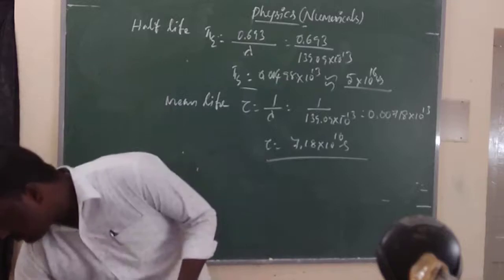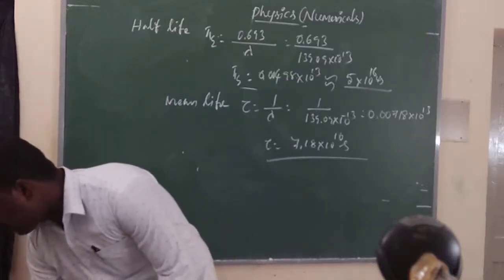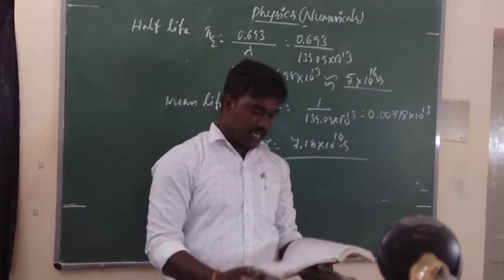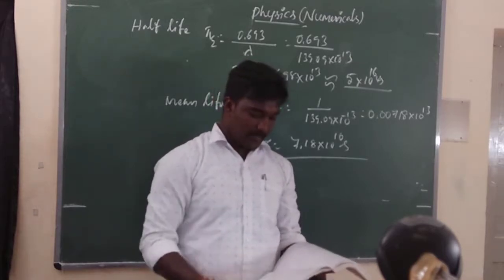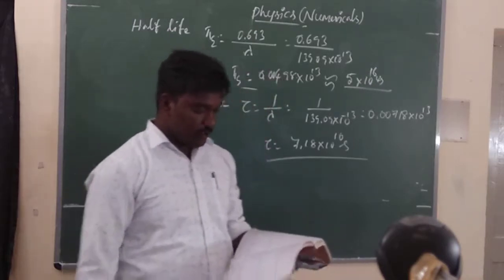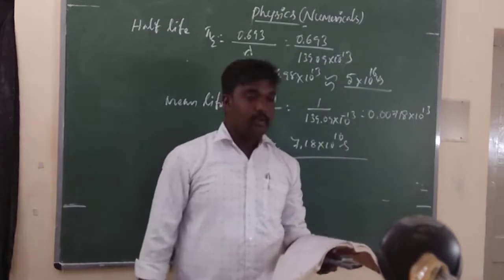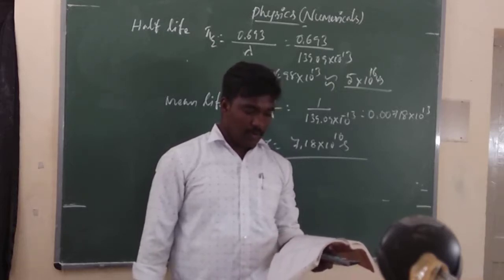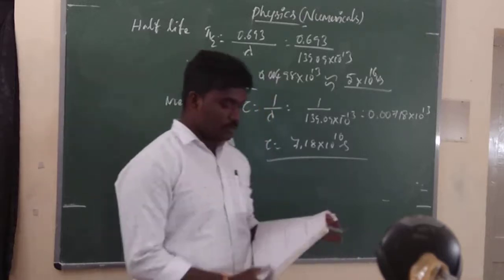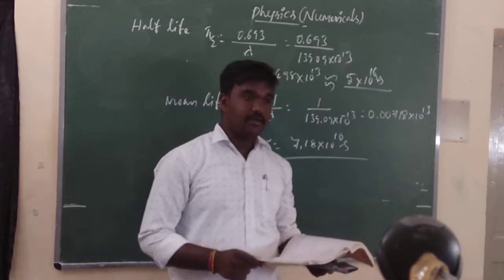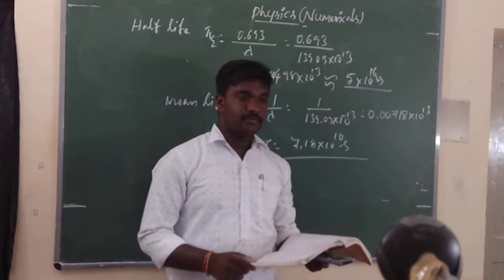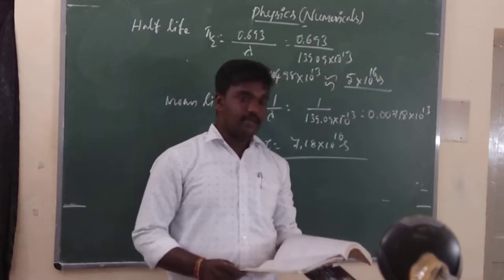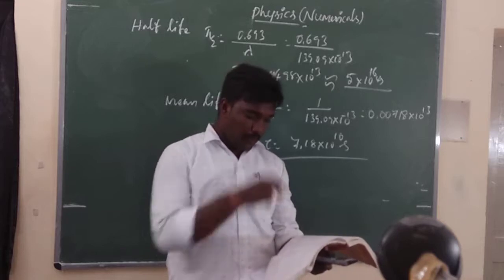Next numerical. Obtain approximately the ratio of the nuclear radii of the gold isotope 79Au197 and the silver isotope 47Ag107.